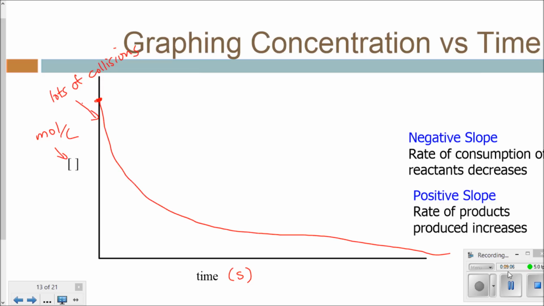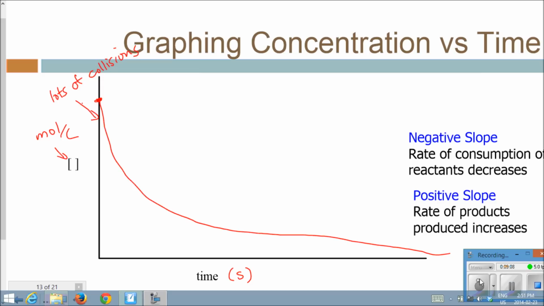Now, if we look at reactants, the opposite thing is going to occur. Sorry, I'm going to change that. If I look at products, the opposite things are going to occur. Reactants decrease. Products, you'll see, will actually increase in concentration over time.